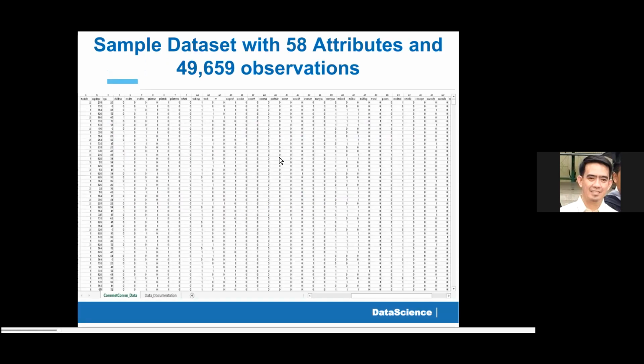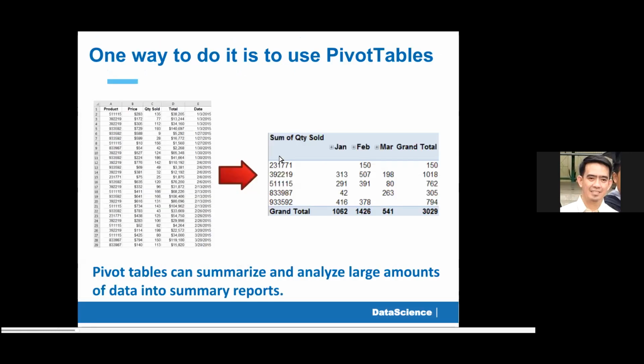So something like if we have this 49,659 observations with more than 26 columns, how are we going to make sense out of this data? That's why data analytics in Excel would be very vital and important. So one way to make sense out of our data is to do it using pivot tables.